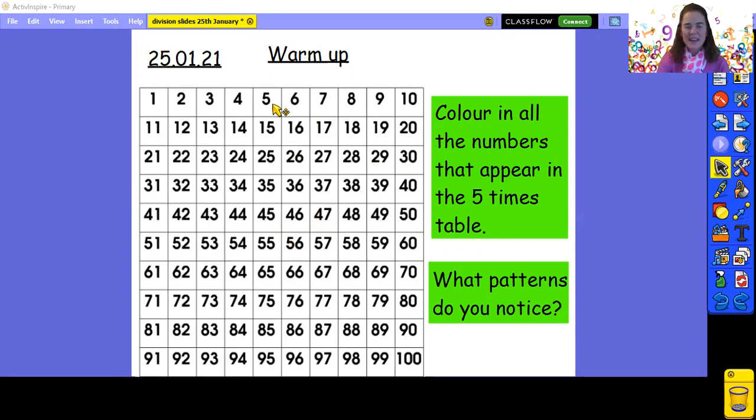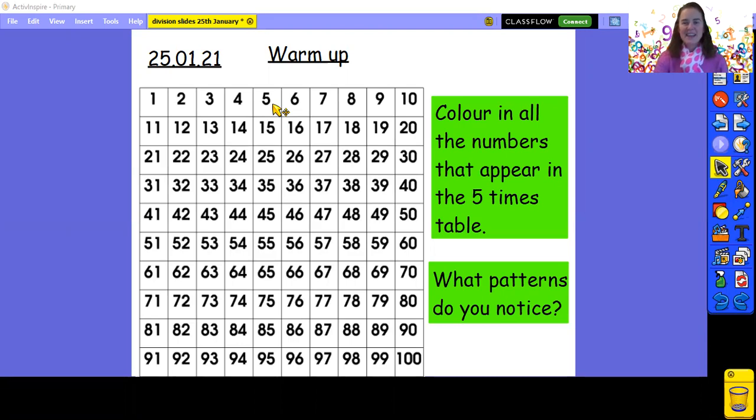Okay, so now using your 100 square, I would like you to colour in all the numbers that appear in the 5 times table and then have a chat with someone in your house about what patterns you notice. Once you've done that, you can come back to me. So pop me on pause and I will see you shortly.